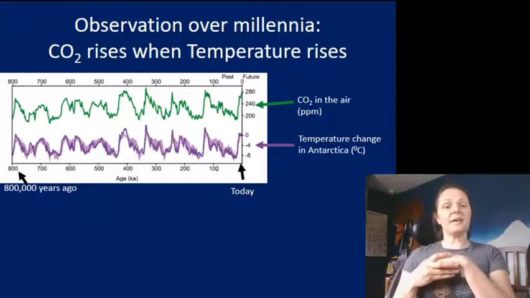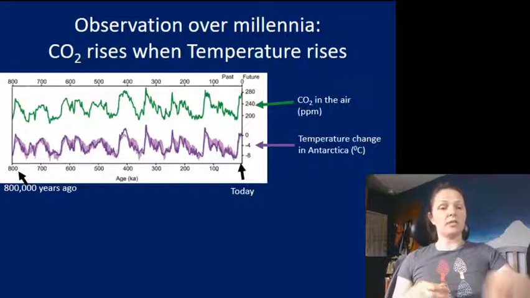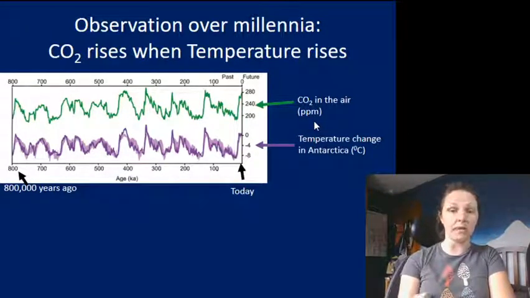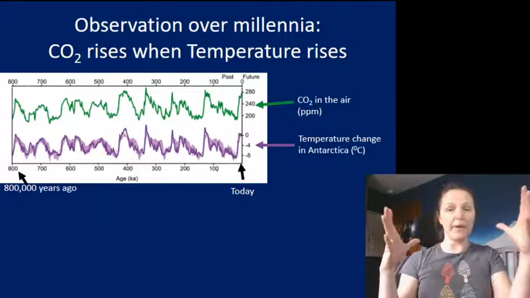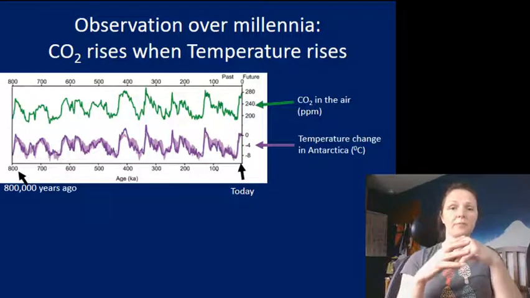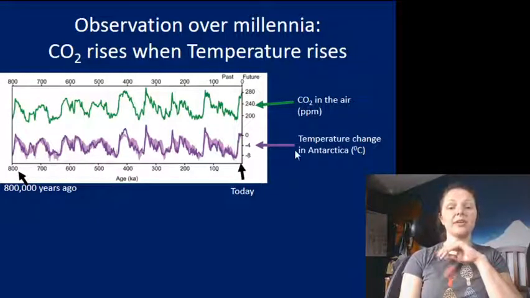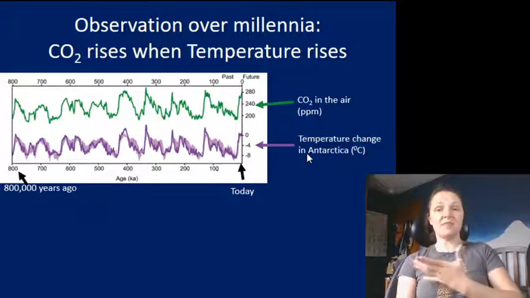Okay, so this is a figure that shows back in time concentrations of carbon dioxide. So we abbreviate carbon dioxide as CO2, so carbon dioxide in the air, and we measure in a unit of parts per million, which is ppm. And that is like saying, 240 parts per million is that if you took a million air molecules, 240 of them would be carbon dioxide. So the green line here is showing CO2 in the air, and the purple line here is showing the temperature in Antarctica. So this data is actually taken from what's called an ice core.